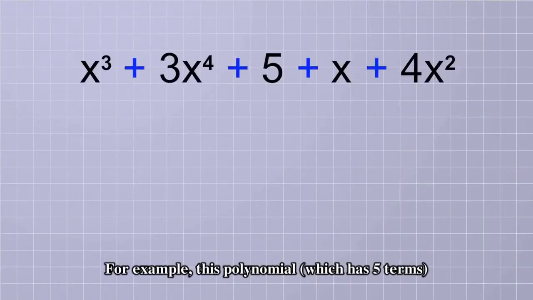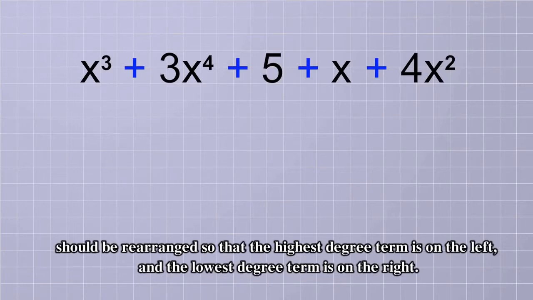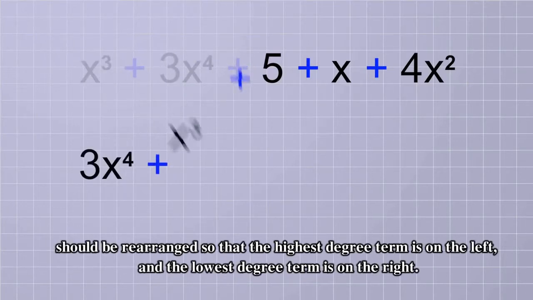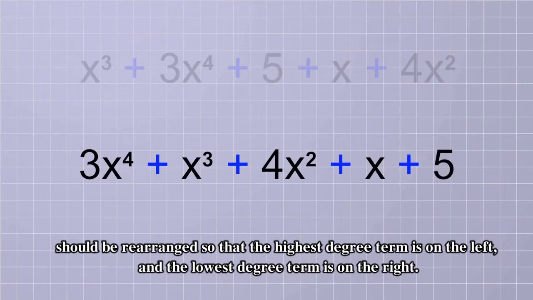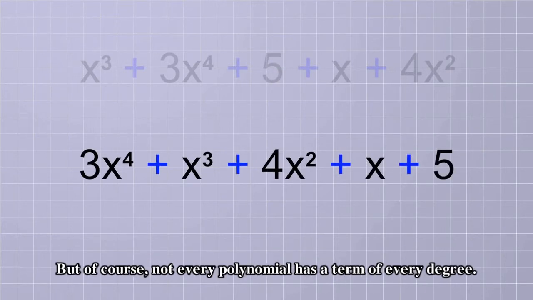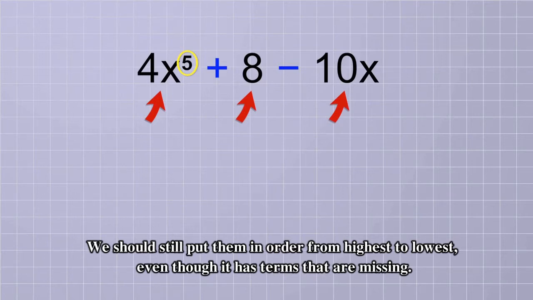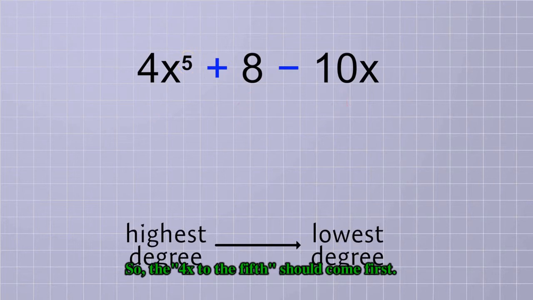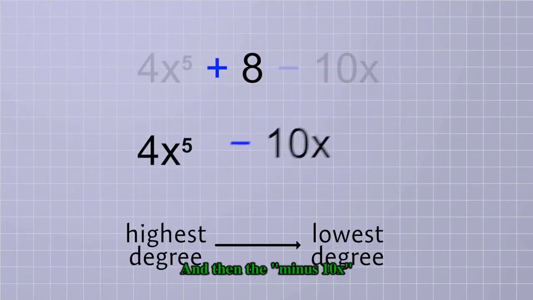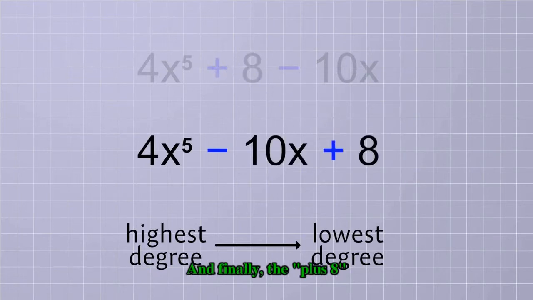For example, this polynomial, which has 5 terms, should be rearranged so that the highest degree term is on the left and the lowest degree term is on the right. But of course, not every polynomial has a term of every degree. This is a fifth degree polynomial, but it only has 3 terms. We should still put them in order from the highest to the lowest, even though it has terms that are missing. So the 4x to the fifth should come first, and then the minus 10x, and finally the plus 8.